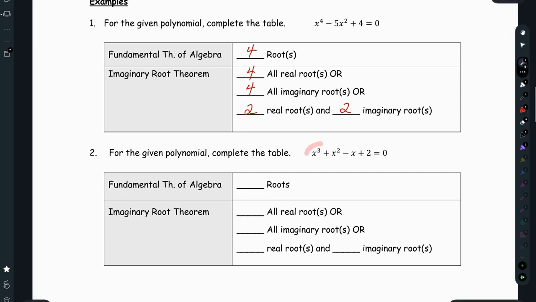In the next example, we have a cubic polynomial, so we know that we have 3 roots. We could have all real roots. It's not possible to have all imaginary roots because imaginary roots come in pairs, so it would have to be 0, 2, 4, 6, 8, and so on. So this would be not applicable. Or we could have two imaginary roots, which would leave one real root remaining.